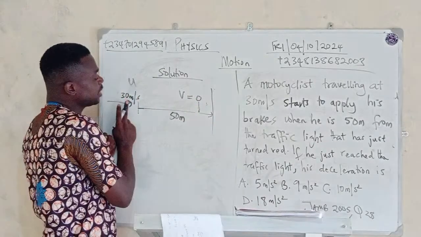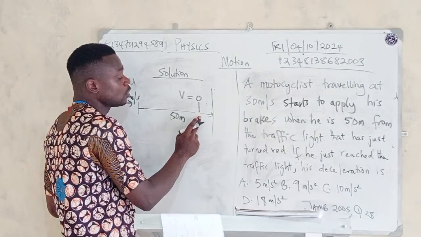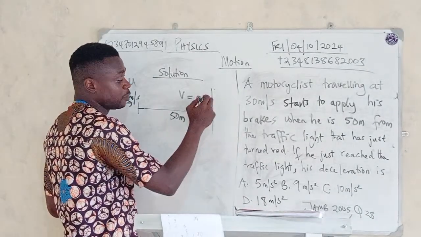So initial speed is 30 meters per second. Final speed is 0 meters per second.